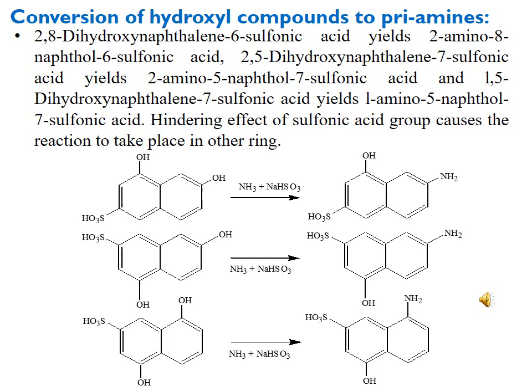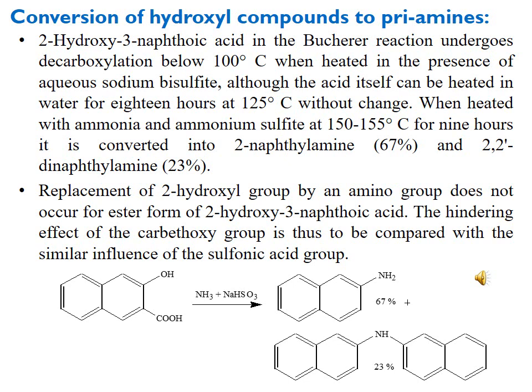If the substituent is replaced from sulfonic acid to carboxylic acid, then what is the reaction? Well, you can see that the compound 2-hydroxy-3-naphthoic acid is treated with ammonia in the presence of sodium bisulfite, and we get 2-naphthylamine as the main product with 67% yield, and the other is a dimer in which two naphthalene groups are attached on a single amino group, that is a secondary amine, produced with 23% yield. Here in both of these products you cannot see the carboxyl group present.